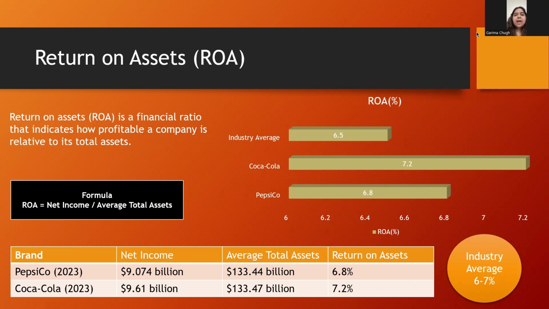Both companies are within the industry benchmark of 6 to 7%, indicating that they are efficiently utilizing their assets to generate income. The small difference suggests that both companies maintain a similar level of efficiency when managing their total asset base, but Coca-Cola uses its assets more effectively than PepsiCo, which is reflected in the higher ROA.